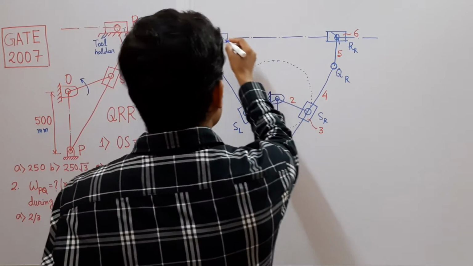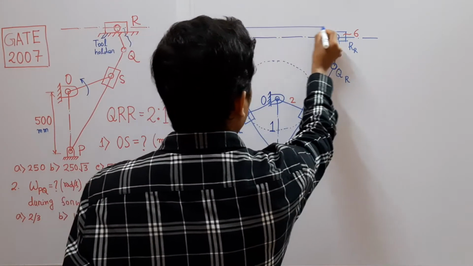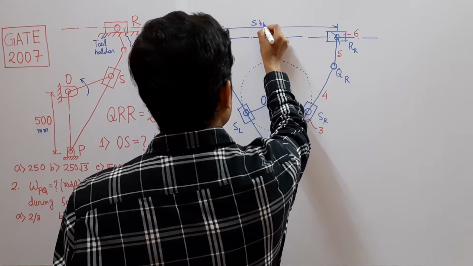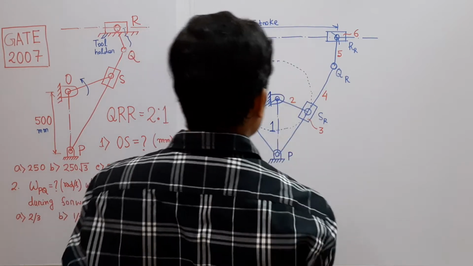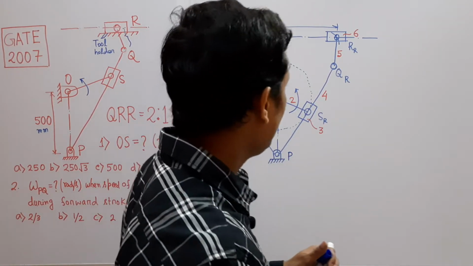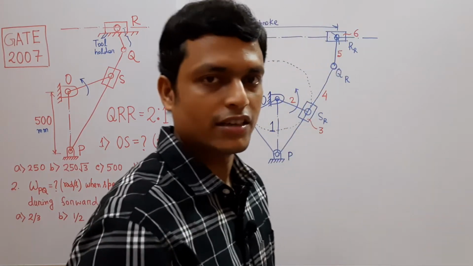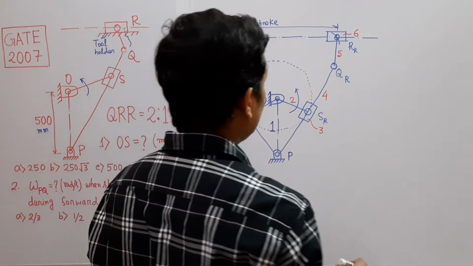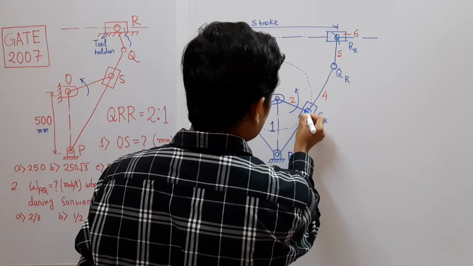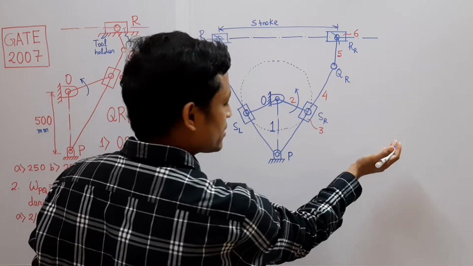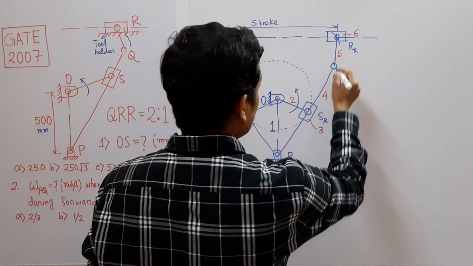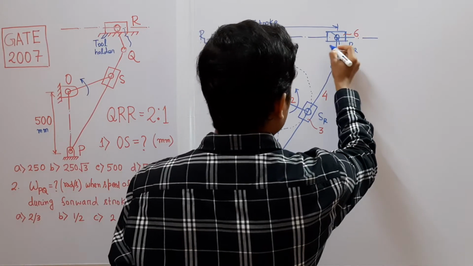So the stroke of the mechanism is this much. So this is the stroke of the mechanism. Now let us consider that the crank is rotating in the counterclockwise direction with uniform speed. We have started from this instant, that is from the extreme right position, and the crank has started rotating. So the corresponding position of the tool holder is here.